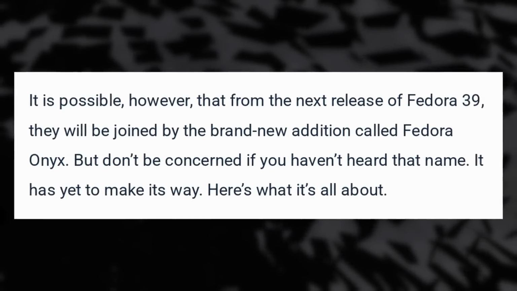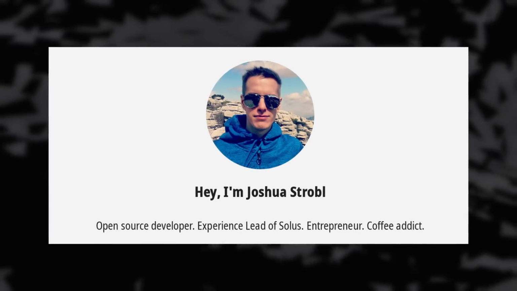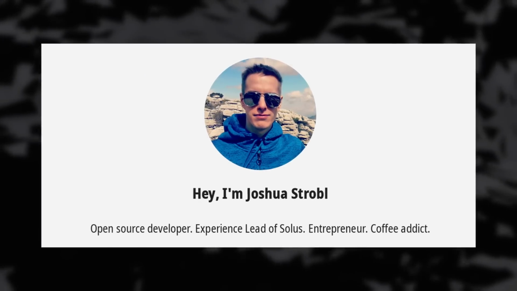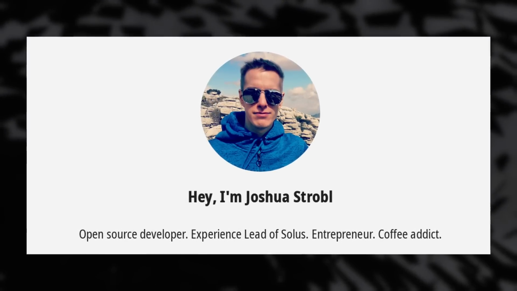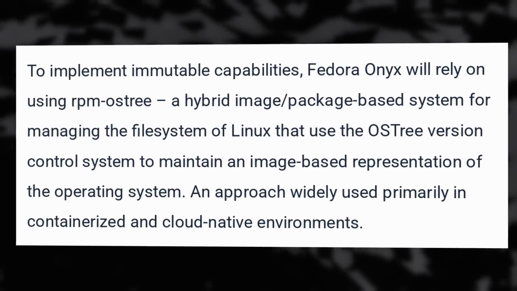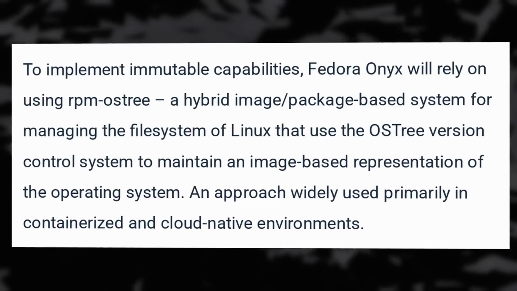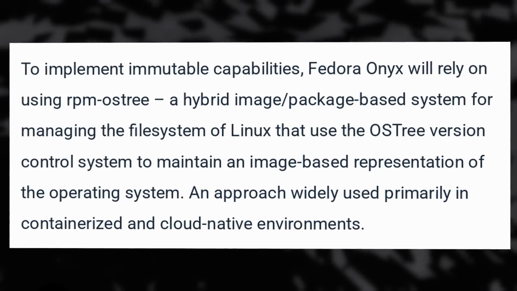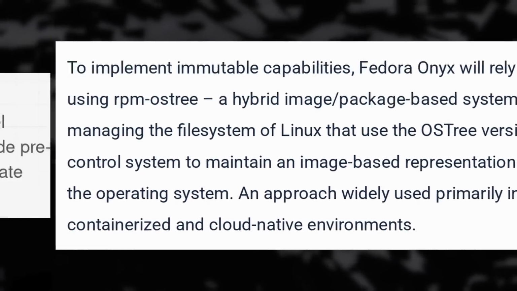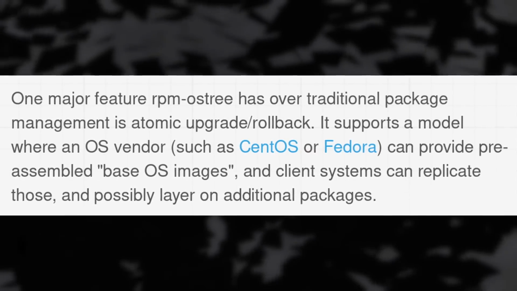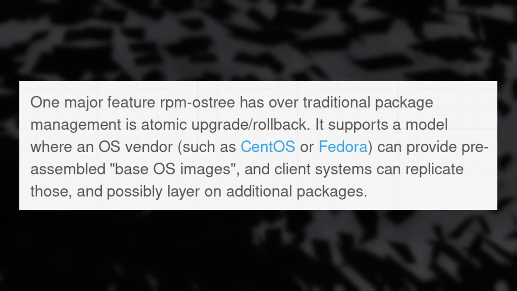And it comes from the inexhaustible Joshua Strobel, who is the lead developer for Budgie, the resurrector of Solus, and the instigator of the more classic Fedora Budgie spin. Onyx will use RPM OS 3, which is an image and package-based system that lets you layer packages on top of a system image, which will in turn create a new image you can boot on, so you can still add packages to your otherwise immutable system that is mostly designed to run apps packaged as Flatpak.